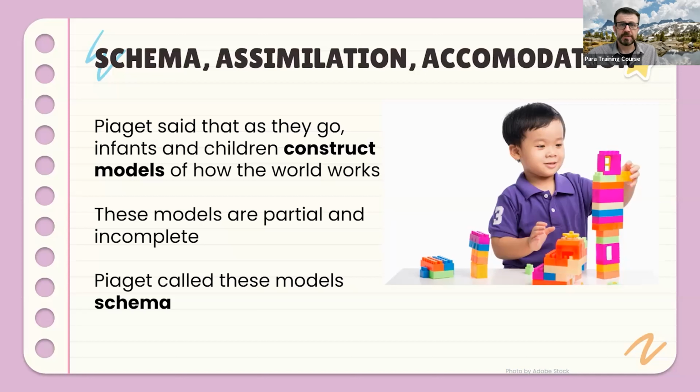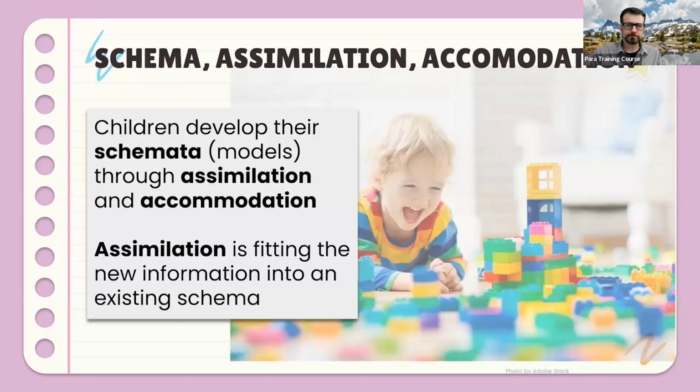Piaget calls these models schema. Sometimes they're called schemata, but those are both plural. And you can say a schema for one, right, or two schema, but I usually say schemata. Children develop their schemata through assimilation and through accommodation. So let's talk about the first one first. Assimilation is fitting the new information into an existing schema. So you're adding onto a schema with new input. You're not changing the schema.